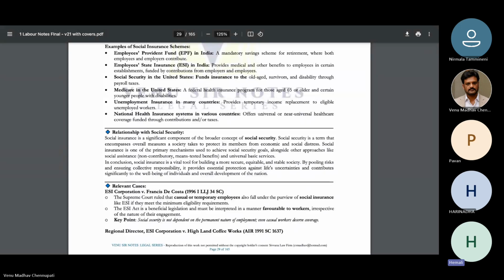What is this means-tested assistance, sir? And universal basic service. Means-tested assistance.